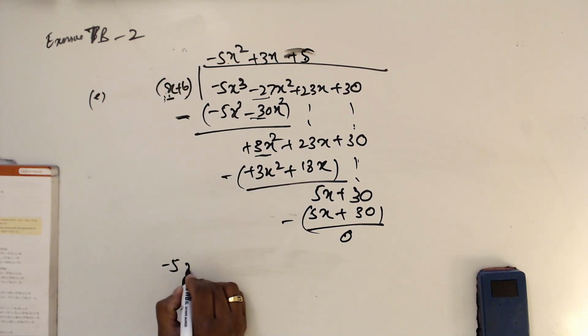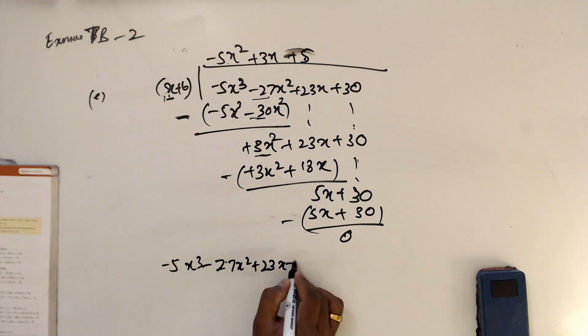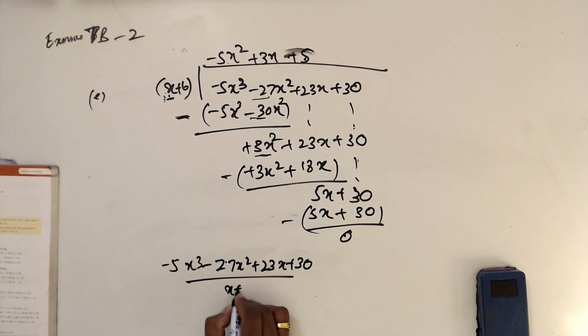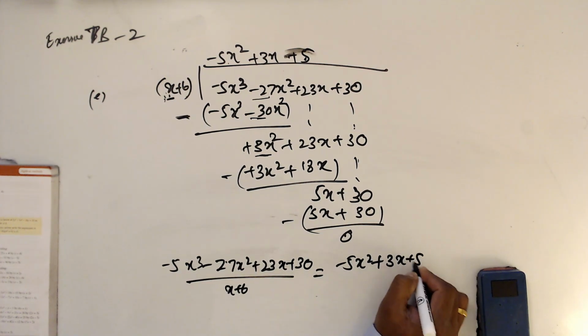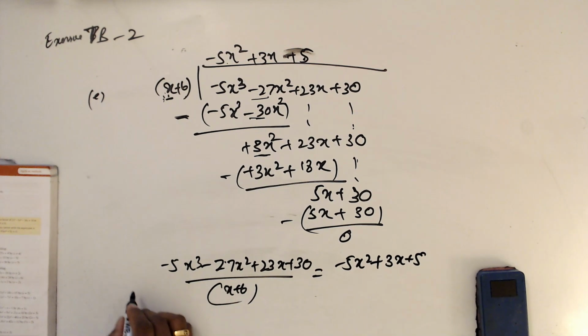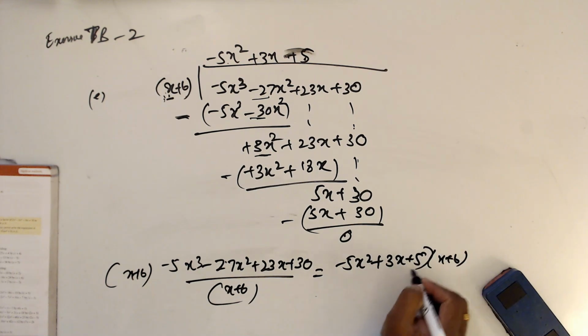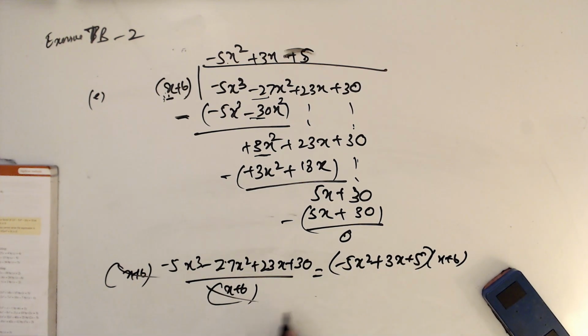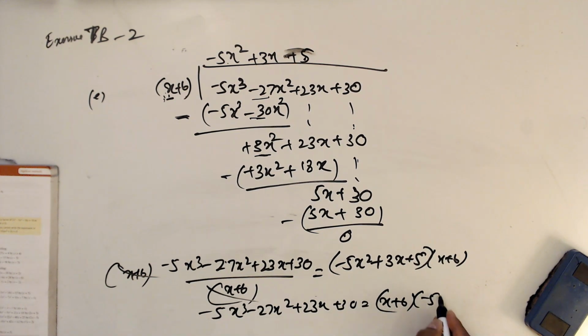So minus 5x cubed minus 27x square plus 23x plus 30 divided by x plus 6 equal minus 5x square plus 3x plus 5. Then you multiply by x plus 6 both sides. This is cancelled out. So final answer is minus 5x cubed minus 27x square plus 23x plus 30 equal x plus 6 times minus 5x square plus 3x plus 5.